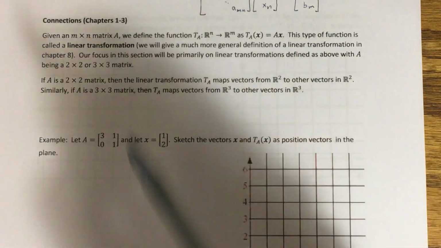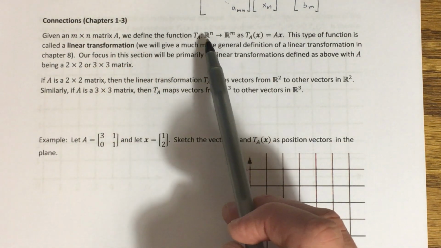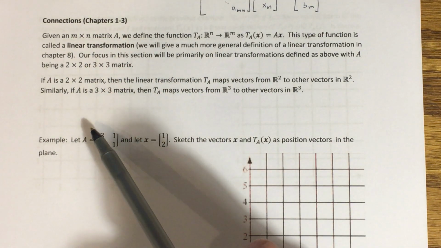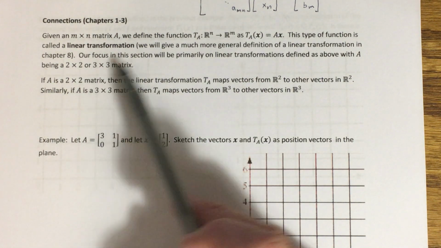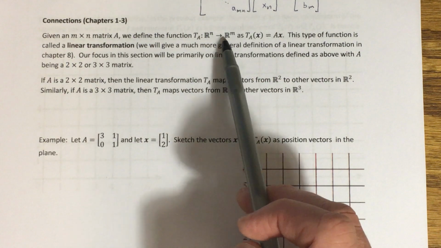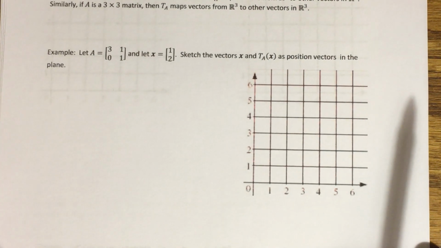So it keeps us in the same Euclidean space. It keeps us in the plane when we look at our input vectors compared to our output vectors. Similarly, if A was a 3 by 3 matrix, it would be taking vectors in 3 space and mapping them to other vectors in 3 space. So let's illustrate this with an example.